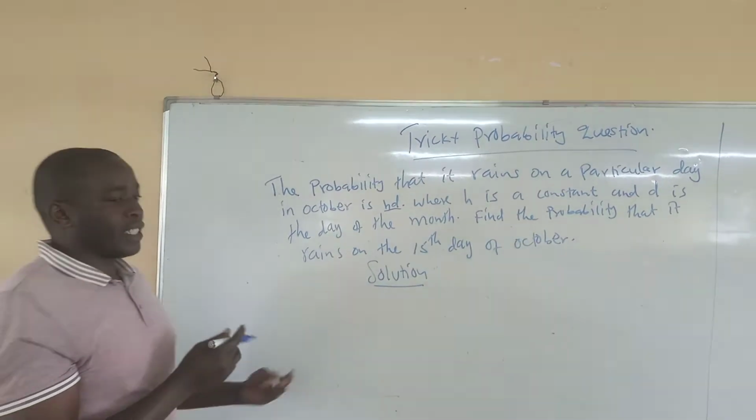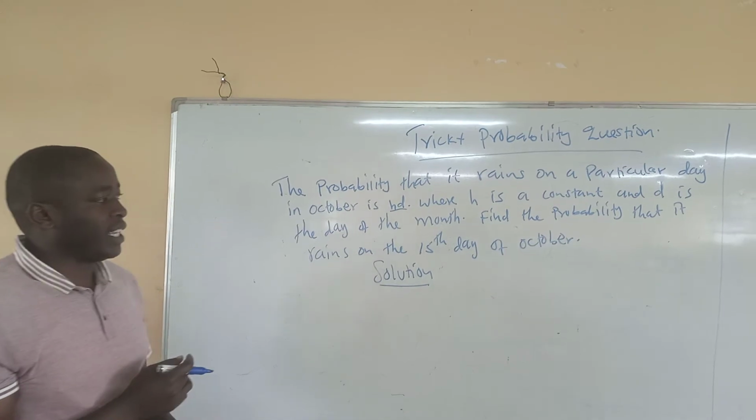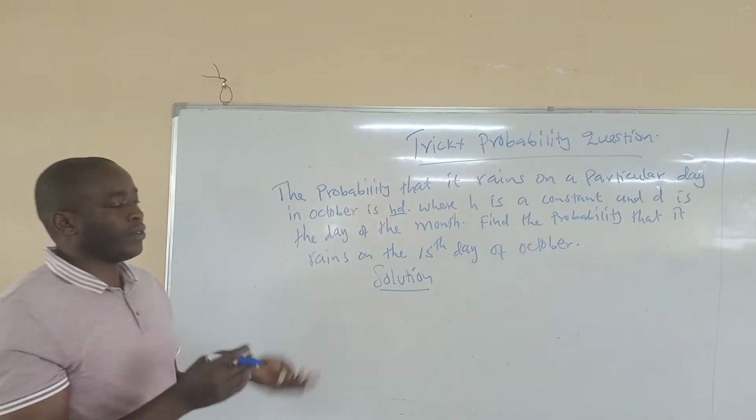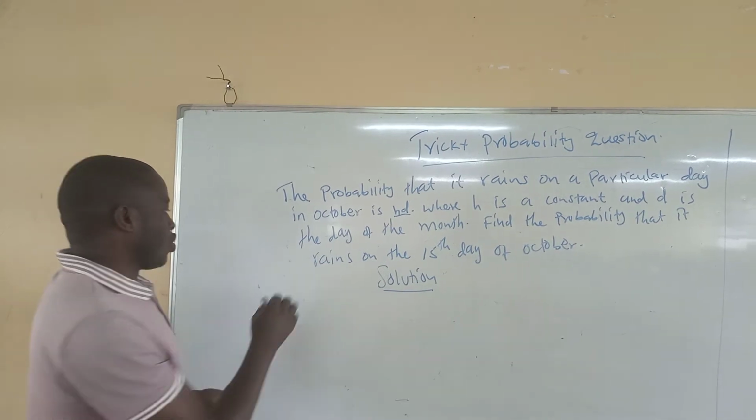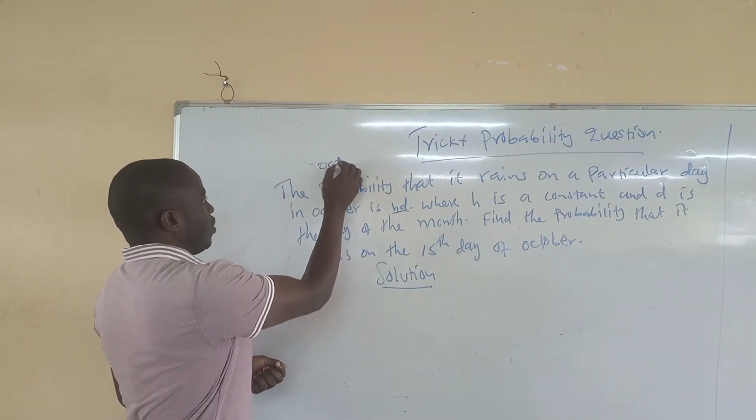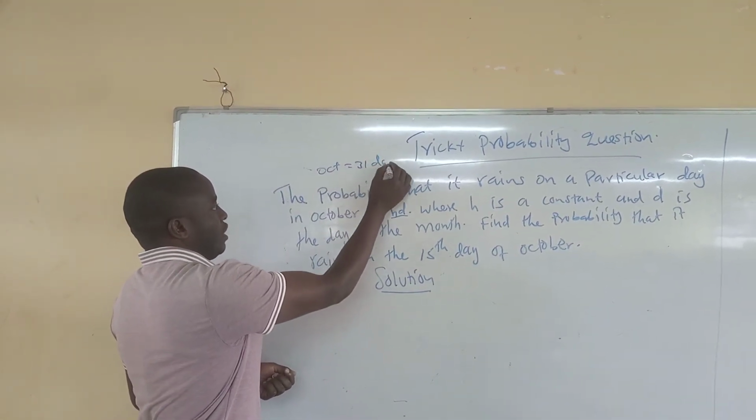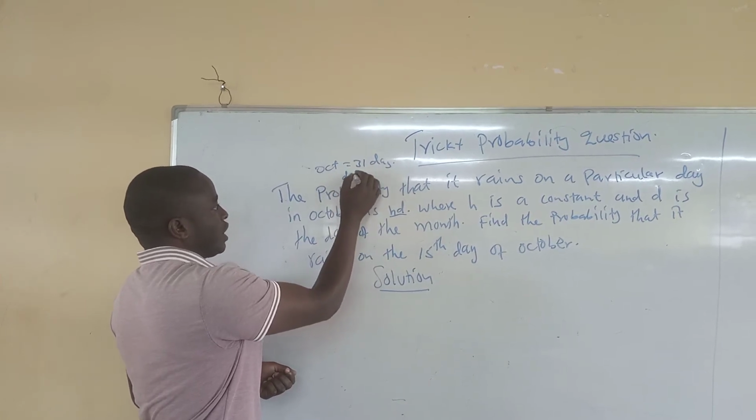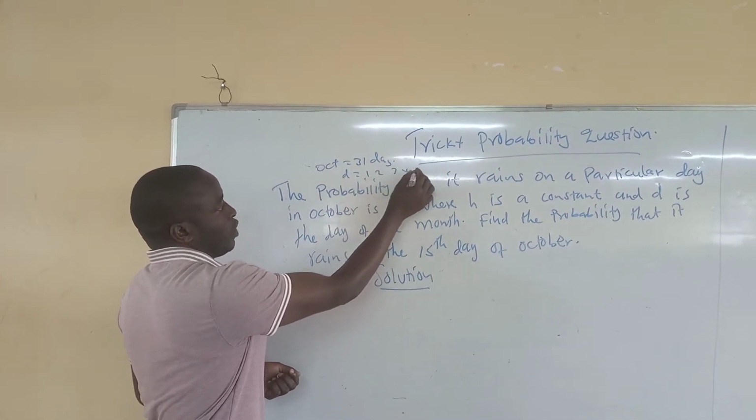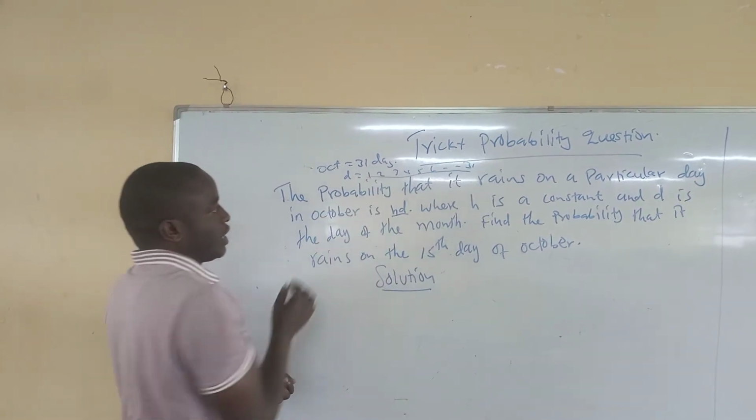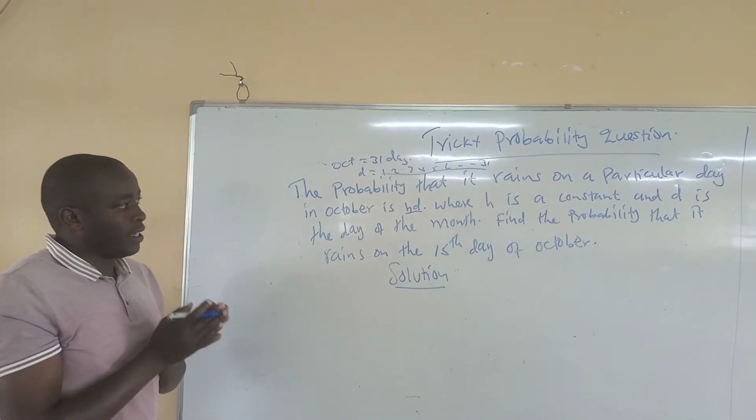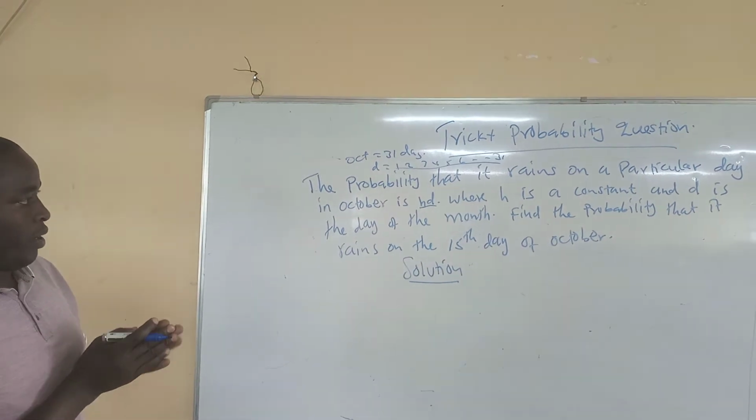So D can be the first day, the second day, the third, the fourth, the fifth, up to, remember, October has 31 days. So D can be equal to 1, 2, 3, 4, 5, 6, up to even 31, because the day is the day of the month.